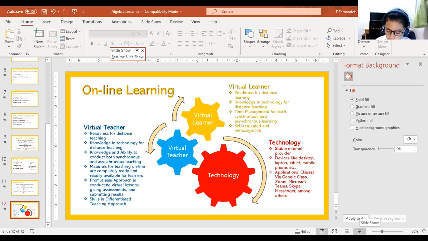So the teacher must have that kind of skill. Okay, and then on your side, Crystal, as a virtual learner, you also need to be ready for distance learning. That means you should be able to know how to handle the situation. And then you have to have the knowledge about the technology, of course. And then the most important thing is time management.